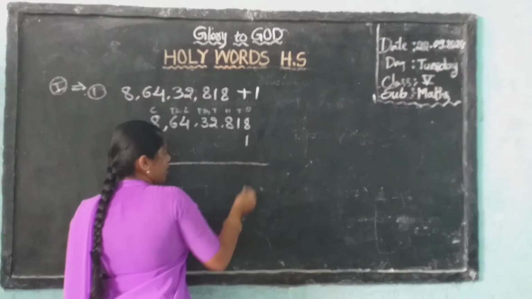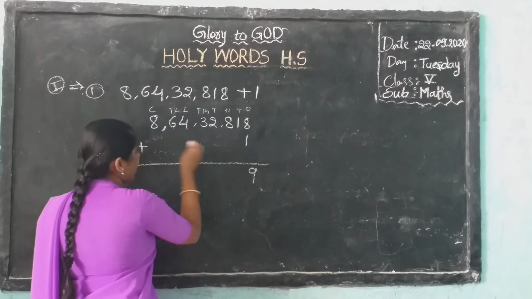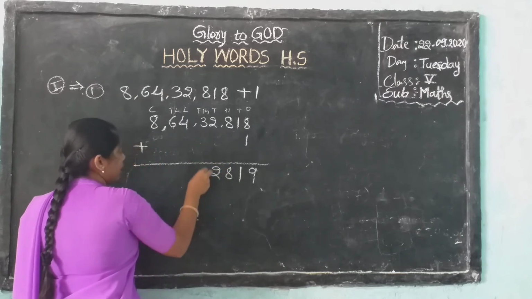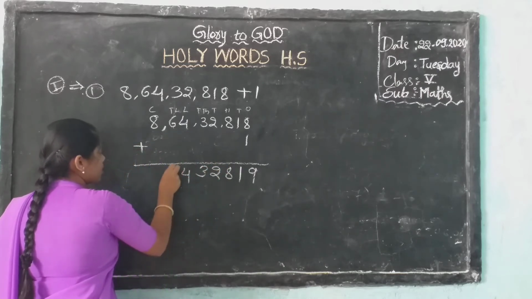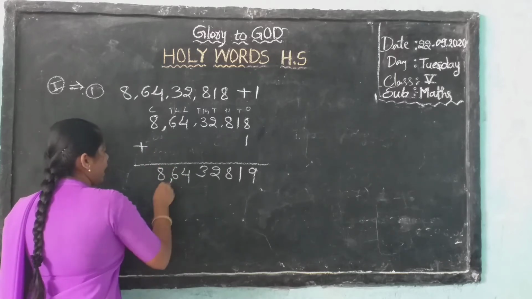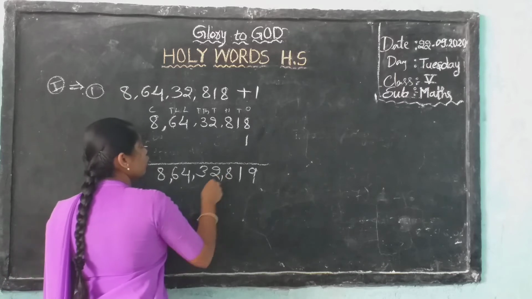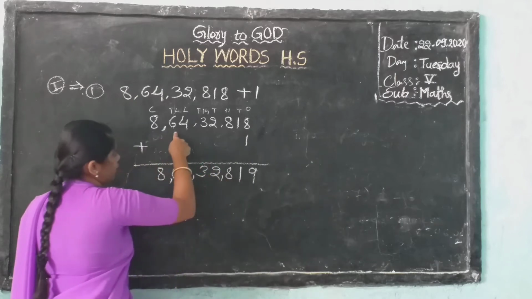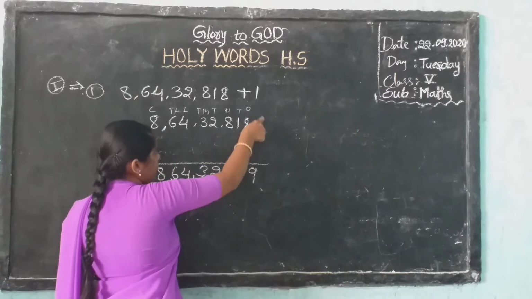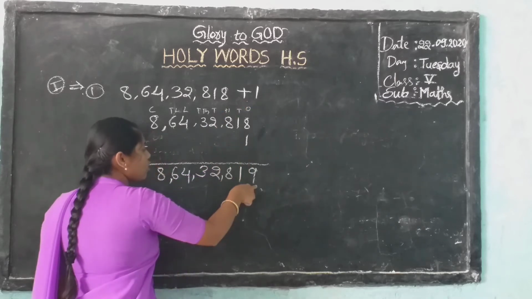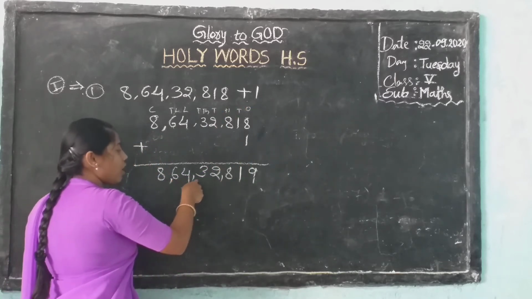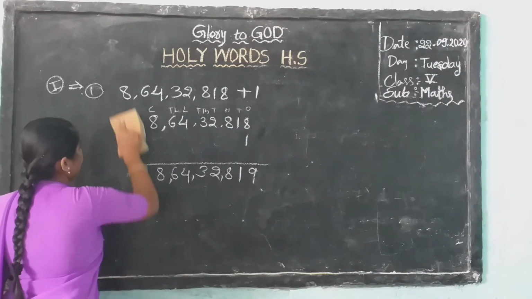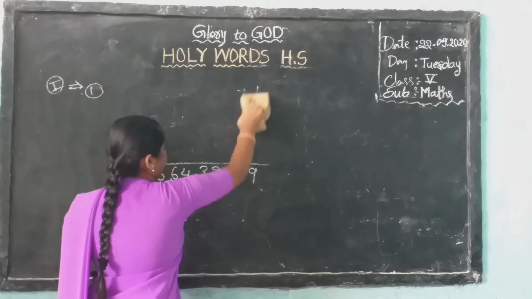So 8 plus 1 is equal to 9. There is no other value to add, so the remaining digits come down: 1, 8, 2, 3, 4, 6, 8. So the successor is 8 crores, 64 lakhs, 32,819. Next, the predecessor problem, second one.